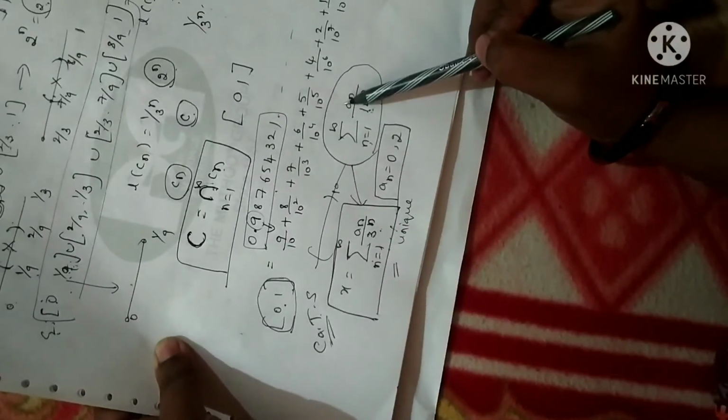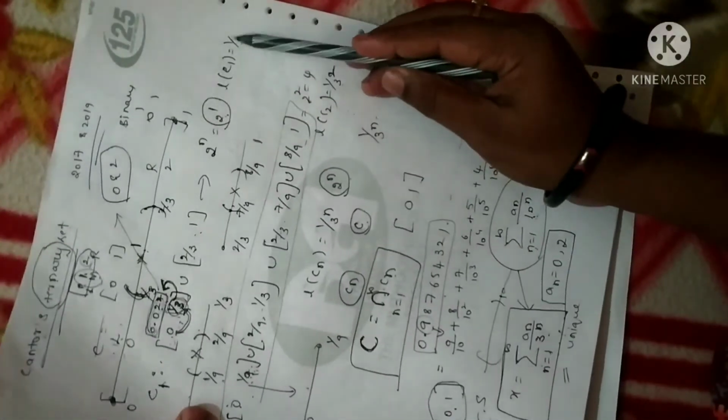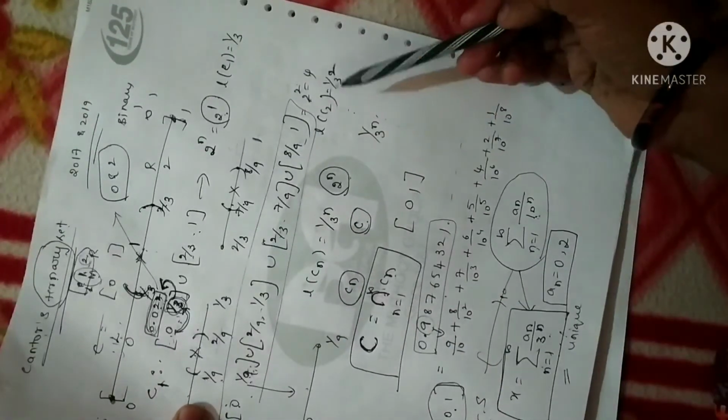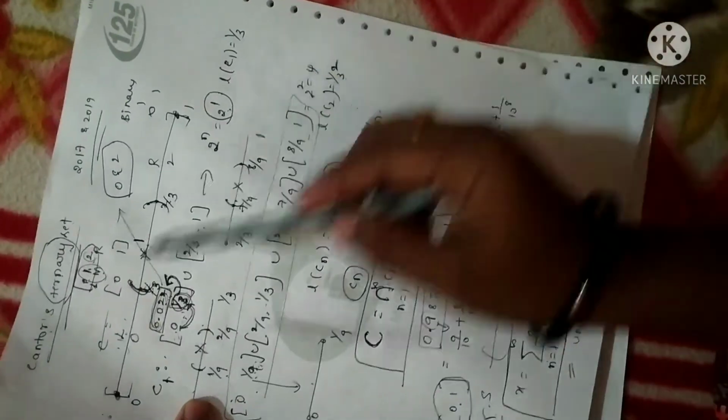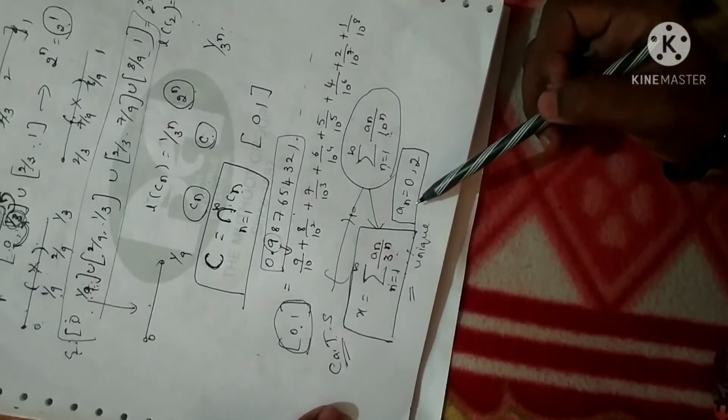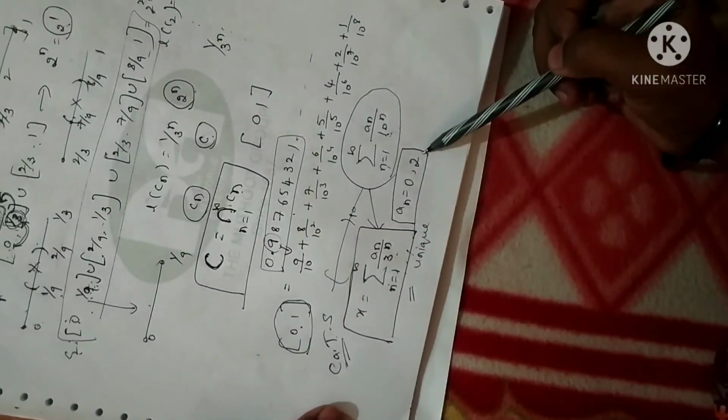But this expression is not unique, as we observed the length of all the intervals. Each interval in the Cantor ternary set is 1 by 3. So we can express the decimal number with reference to the Cantor ternary set, and it is given by an by 3 power of n. And an can take value 0 and 2. Why? Because 1 will not be there in the Cantor ternary set.